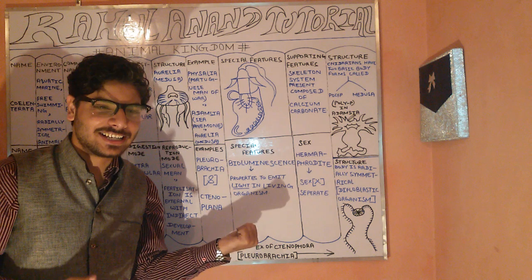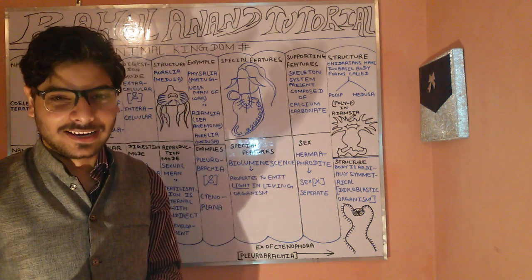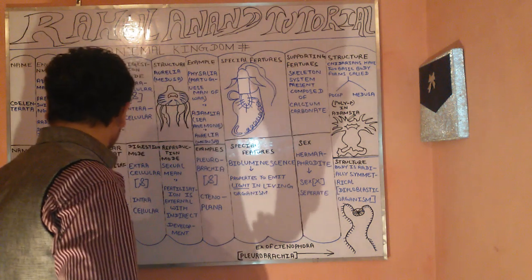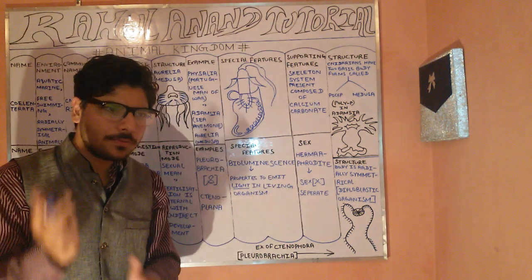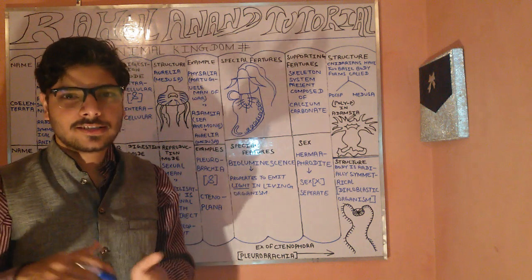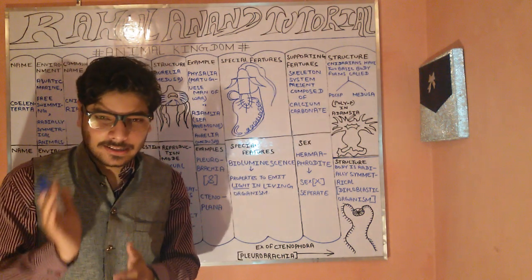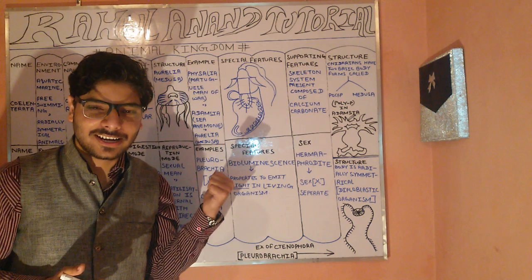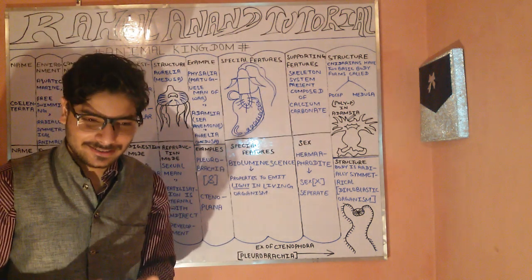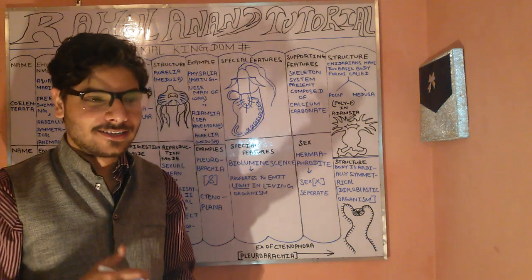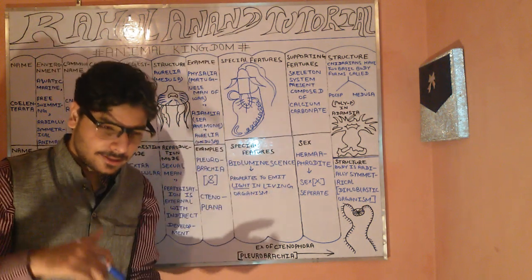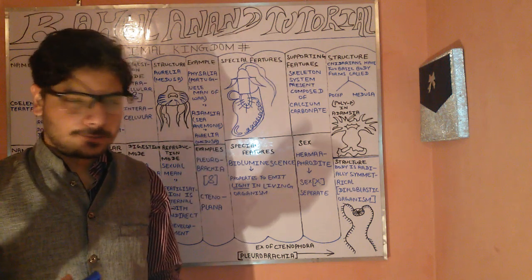Now let's proceed to the second case. In the second, we have the Ctenophora. When we talk about the Ctenophora, it lives in the marine environment. Then, what is the level of organization in the Ctenophora?